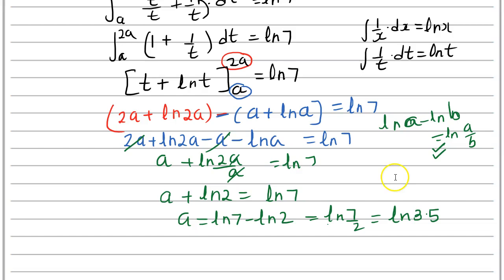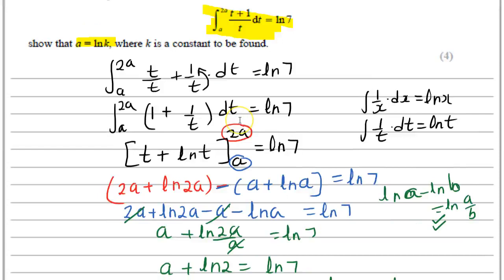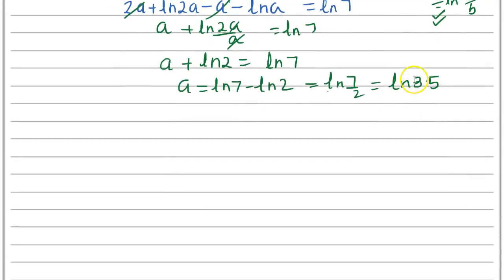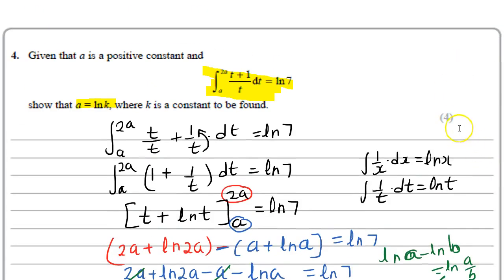So what was the question here? The question was to show a is equal to ln k, where k is a constant to be found. So in place of k, if you see what is here, k is 3.5. So this is our value of k. K is 3.5, so k needs to be found, and k is 3.5. Yeah, so that was question number 4, a 4 marks question.